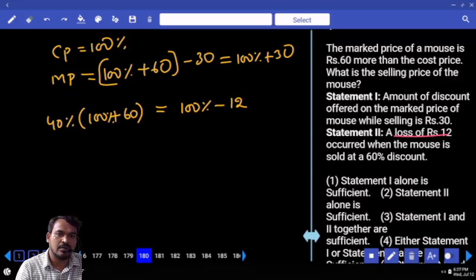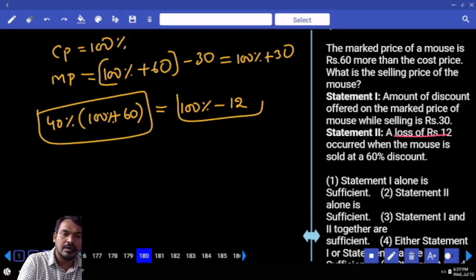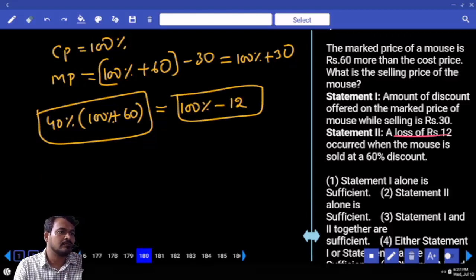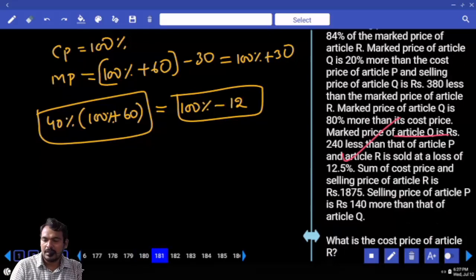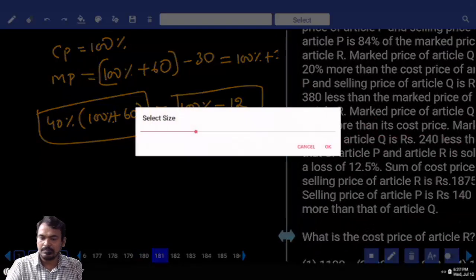We get the 1% value. If we know the 1%, obviously we get the 100%. Or substitute the 1% value in either the left hand side or right hand side, and we get the selling price or cost price. 60% discount means selling price is 40% of market price. Next, loss of 12 rupees means we write cost price minus loss. Okay, only 2 alone is sufficient. Next question number 181.